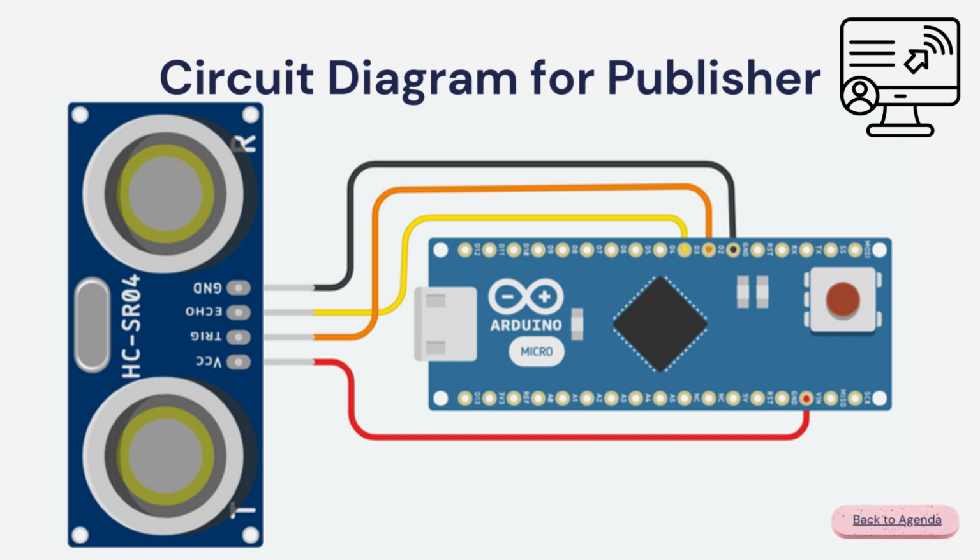For implementation, this is the circuit diagram for the publisher model. In this circuit diagram, you can see there is an ultrasonic sensor connected to the Arduino Nano, which is the Arduino Nano 33 IoT. Now, looking at the pins connected, the GND pin is connected to GND, the echo pin is connected to D3, whereas the trigger pin is connected to D2, and VCC is connected to VIN for 5 volts.